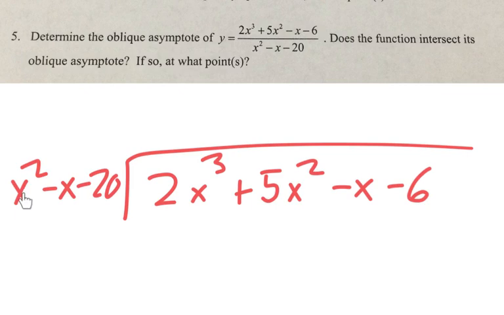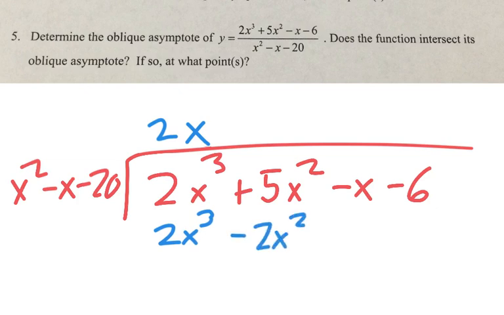We always want the first term to cancel, and so they need to completely match. So I had an x squared. I want it to be 2x cubed. X squared times what is 2x cubed? That's going to be 2x to the first. So I need to distribute that to all of these terms. 2x times x squared is 2x cubed. 2x times negative x is negative 2x squared. 2x times negative 20 is negative 40x.